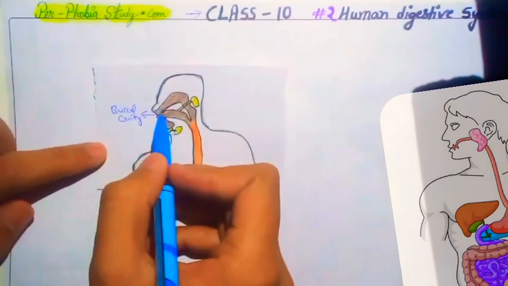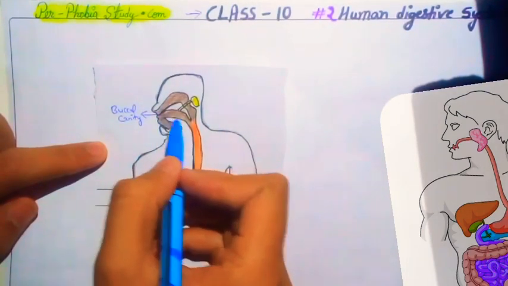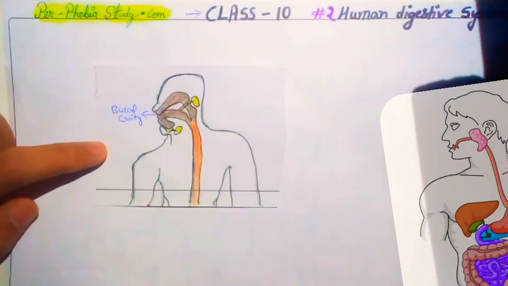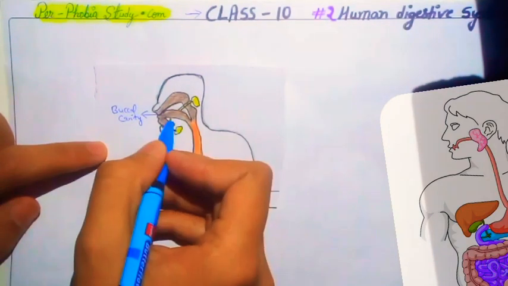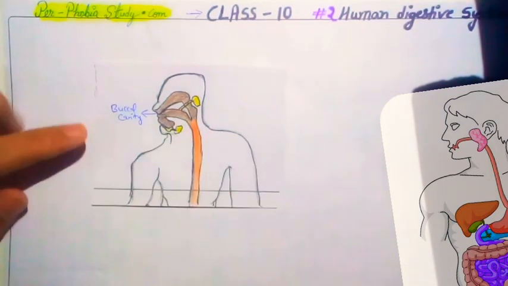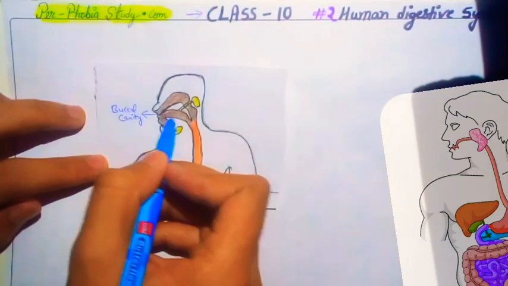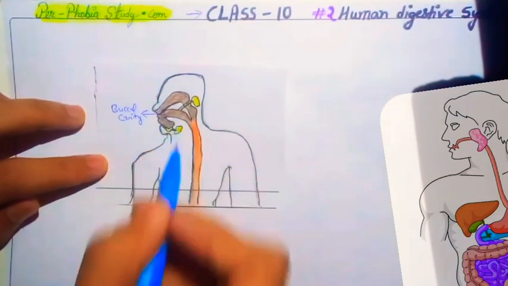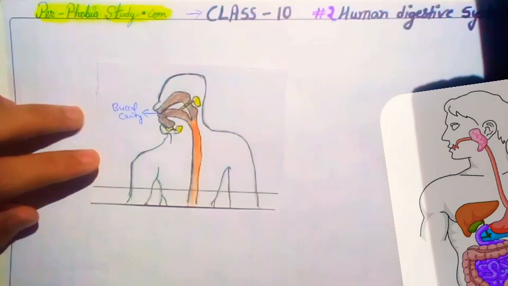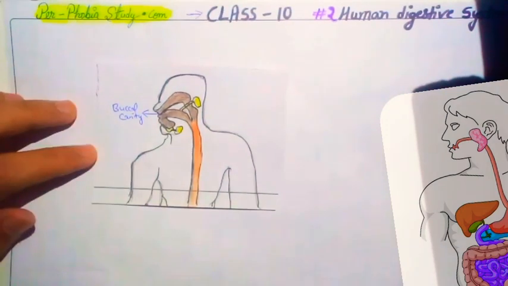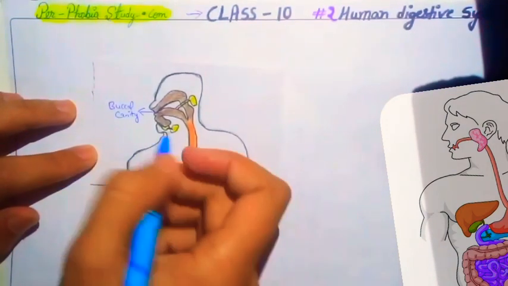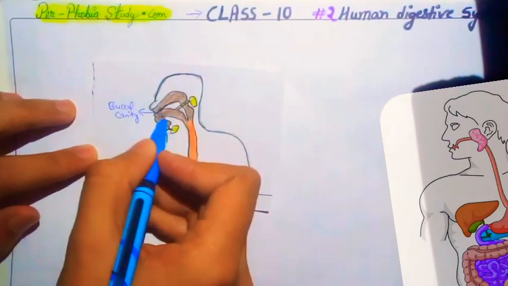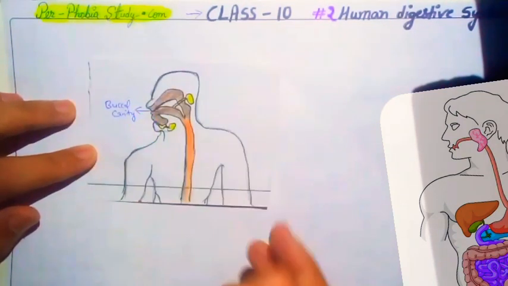When food comes here, it is crushed by our teeth into small particles of starch.